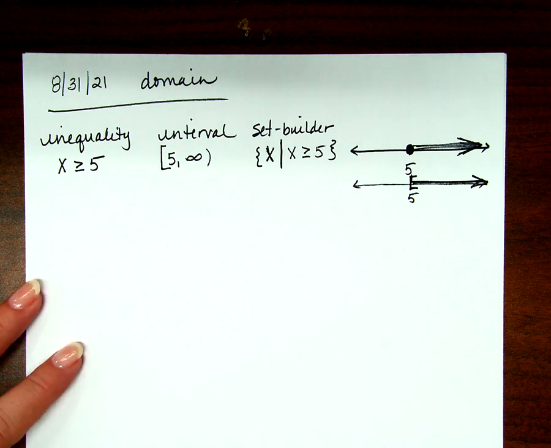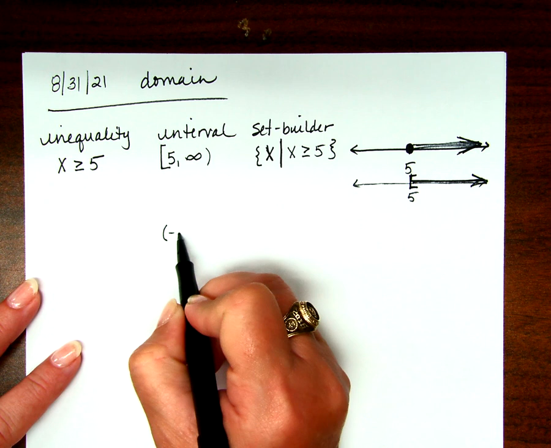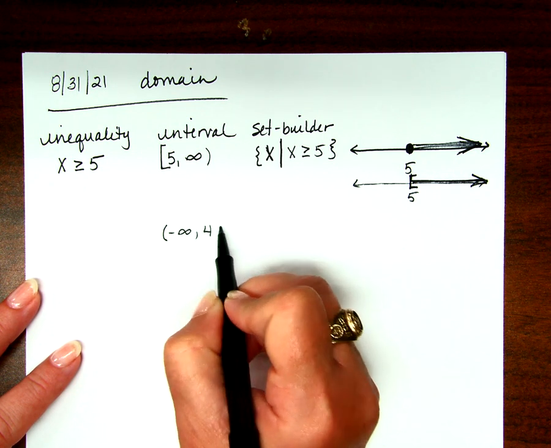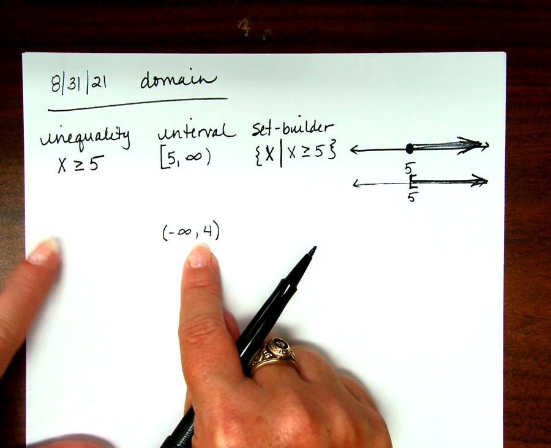Okay. So what if I started with interval? What if I said negative infinity to 4? If I started with interval, can you go backwards to inequality?